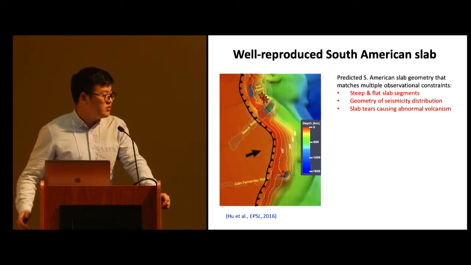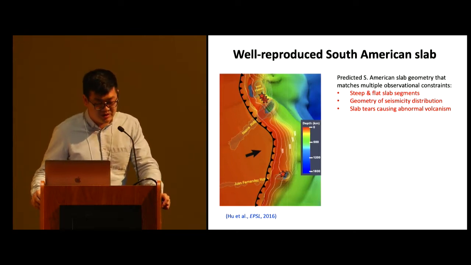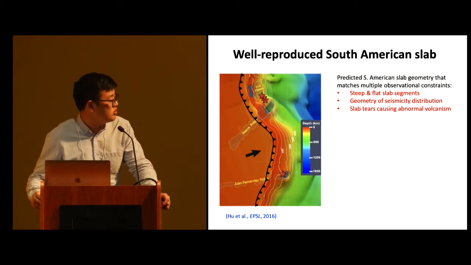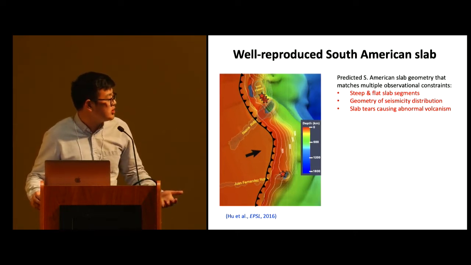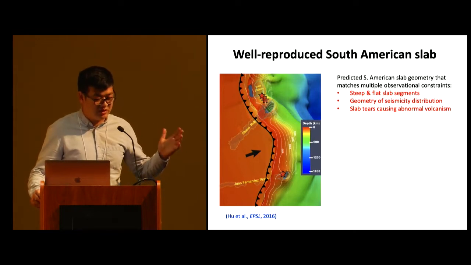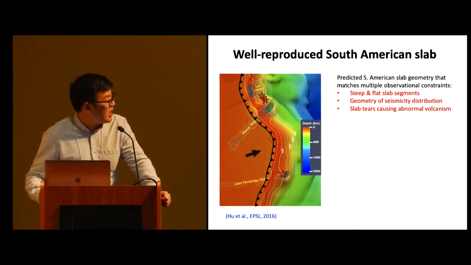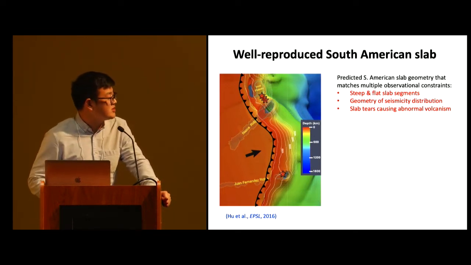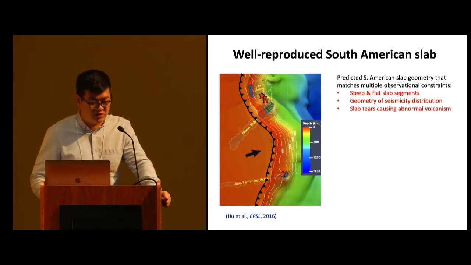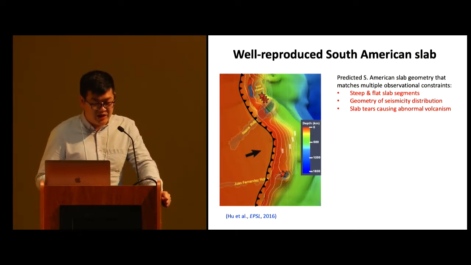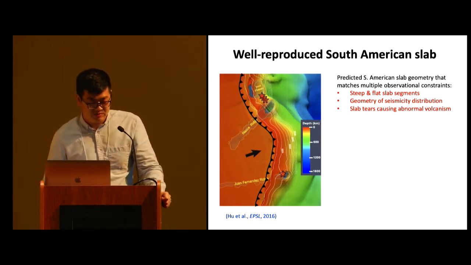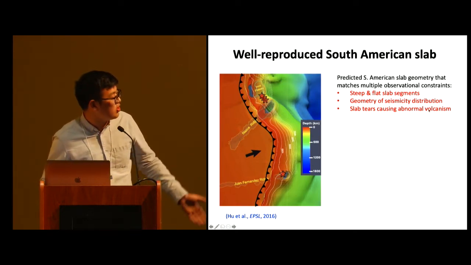For example, we did some high-resolution simulation work in South America. South America has a long history of subduction, and we are trying to use our data-oriented simulation to reproduce the subduction history there. With our high-resolution model, our predicted South America slab geometry matches several crucial geological and geophysical observations. We can match the steep and flat slab segments shown by seismic tomography, and we can match the geometry of the seismicity distribution along the coastline.